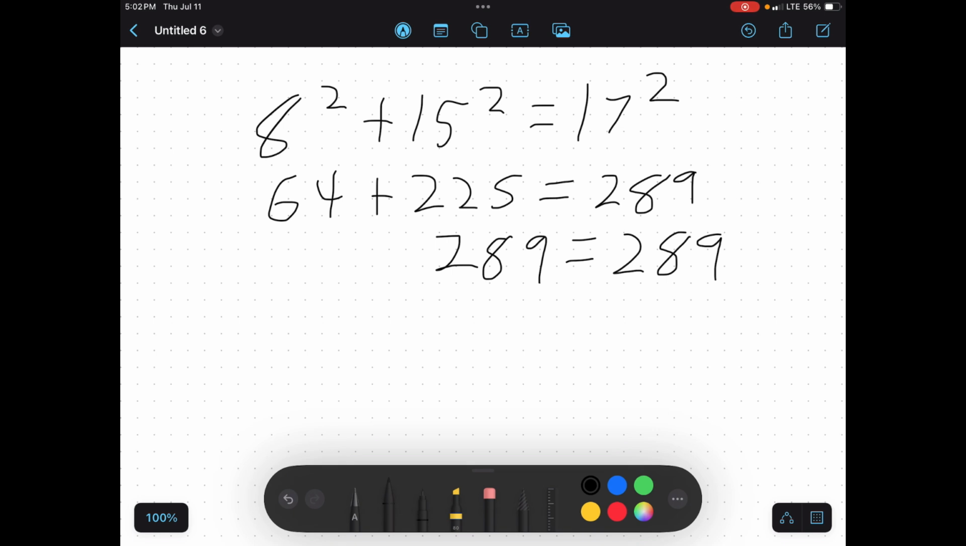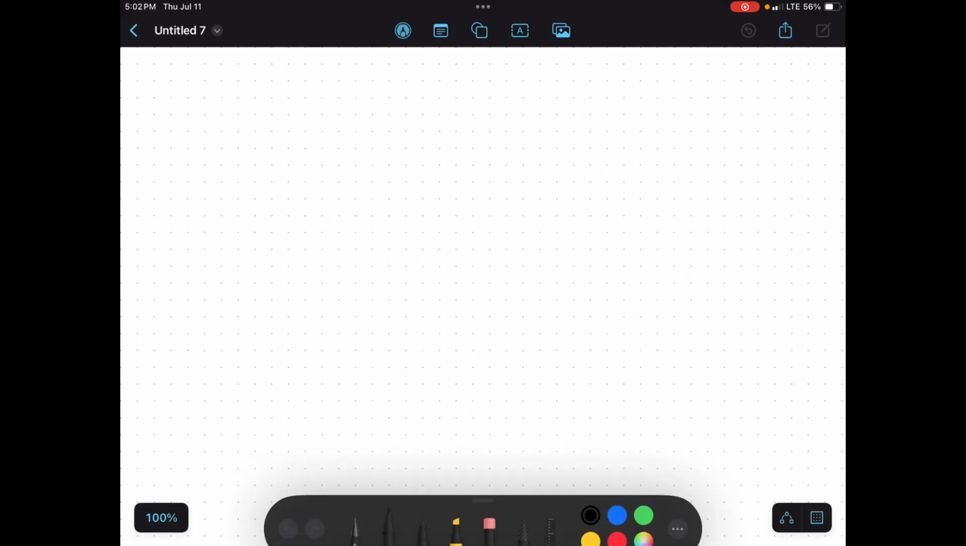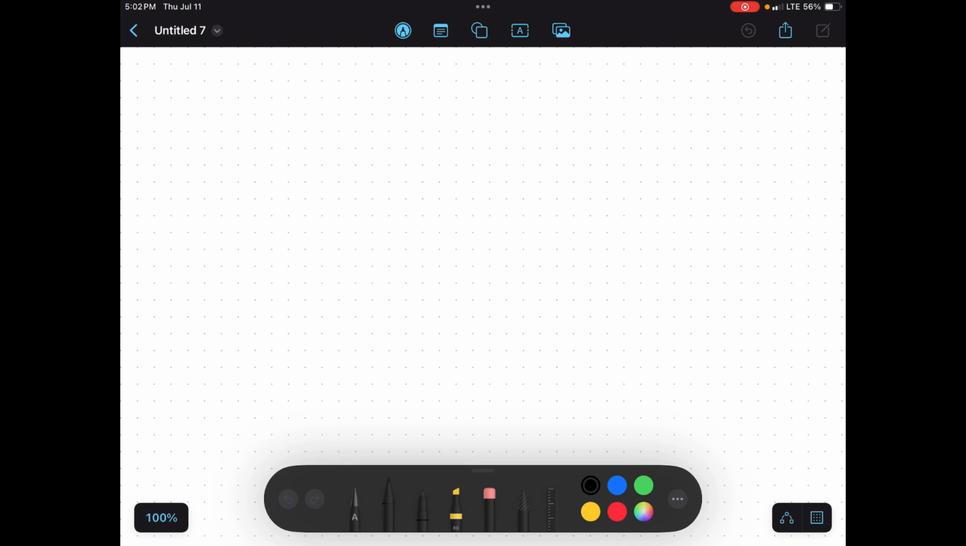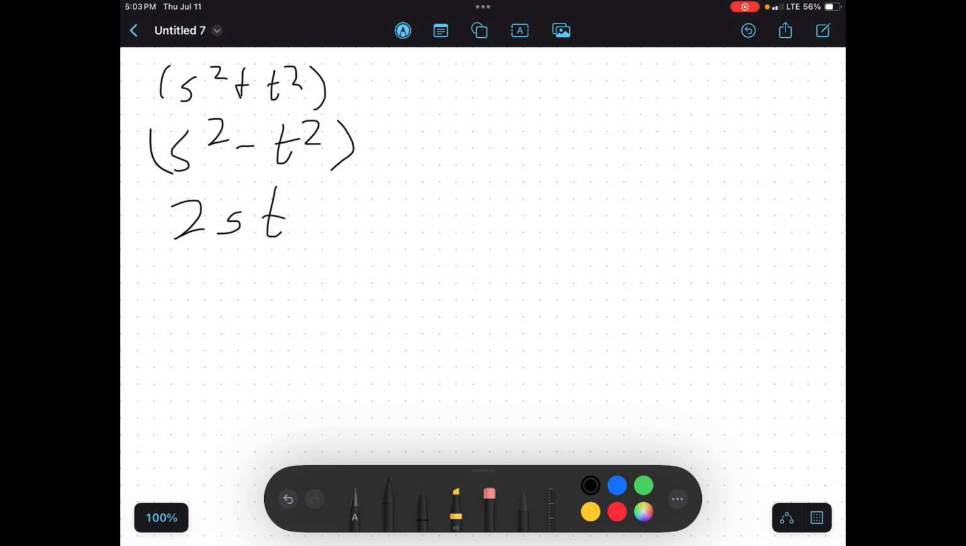Well, here's where we get a little bit heavier with how we look at things. I told you that the three values are s squared plus t squared, s squared minus t squared, and 2st. Now this top one is always going to be the biggest value. So when we square all three of these, these two are going to be the ones that we end up adding.